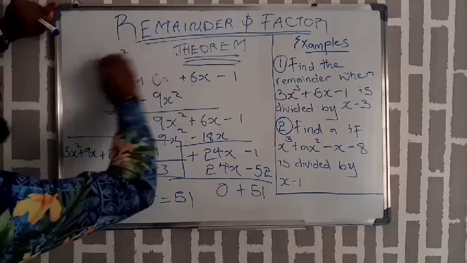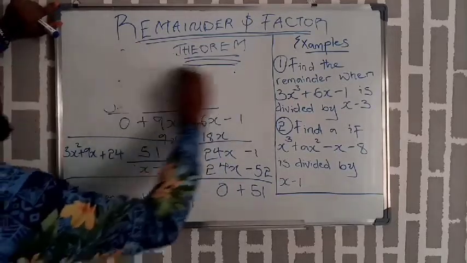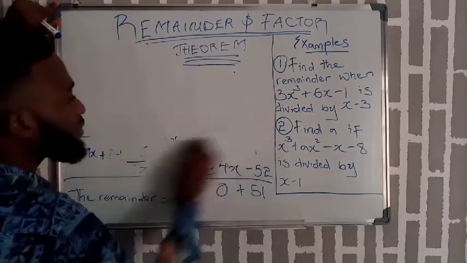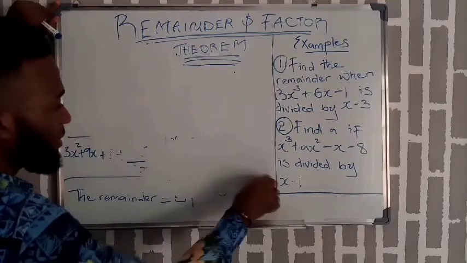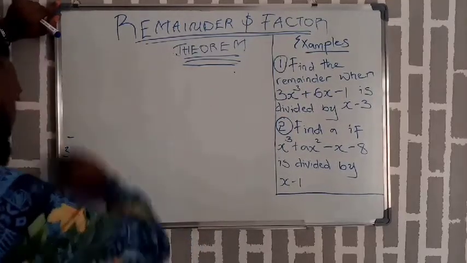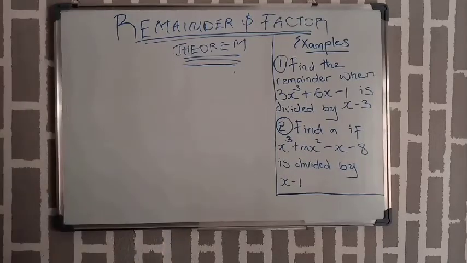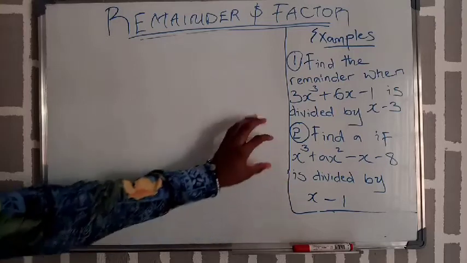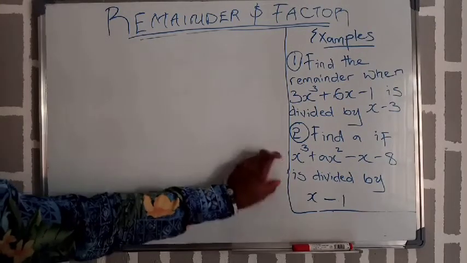So let's solve the second example. These are just basic examples. We'll be taking problems concerning this topic, just two also, then that's all. So I believe you're meant to understand afterwards. Example: find A if x cubed plus ax squared minus x minus 8 is divided by x minus 1. That means that this is a factor of this.